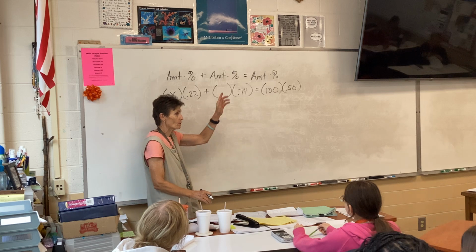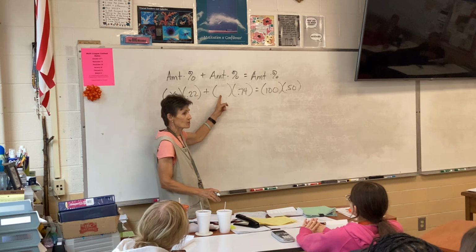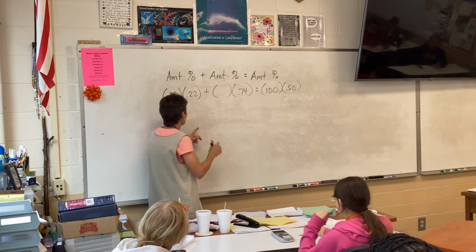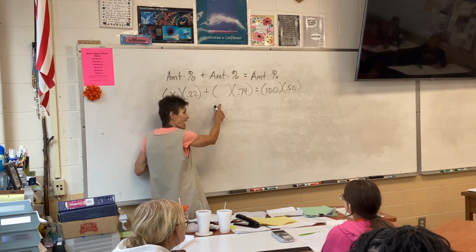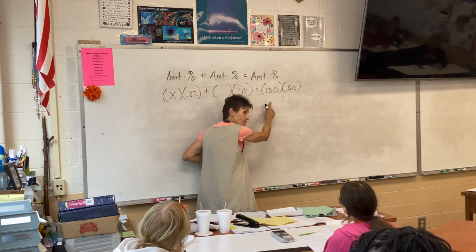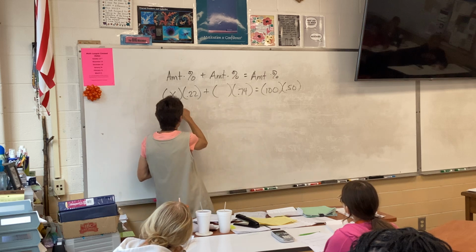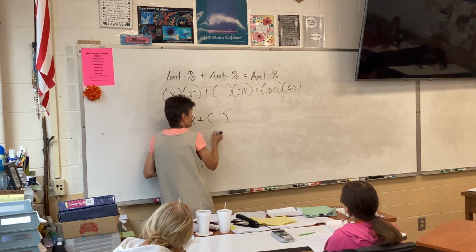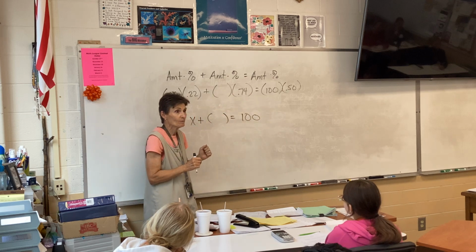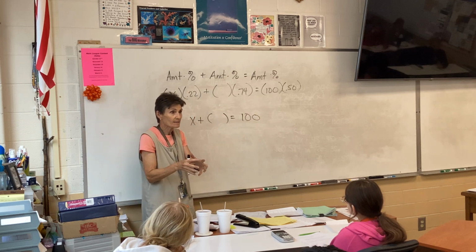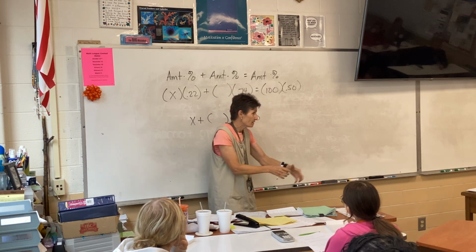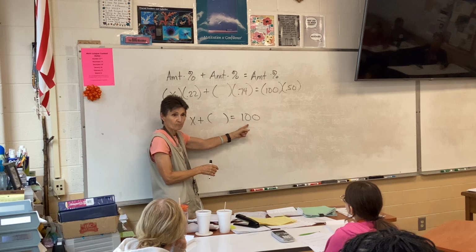Last time it was 100 plus X. Do you think this is gonna be 100 plus X? No, no, no, no. Because these two added together have to end up being 100. So X plus my empty parentheses has to add up to 100. Does that make sense to you? The amount is X, the amount is an empty parentheses, the final amount is 100. So these have to add up to 100.